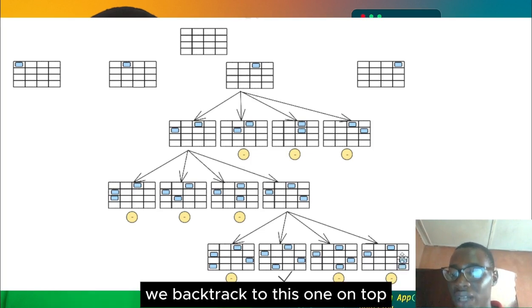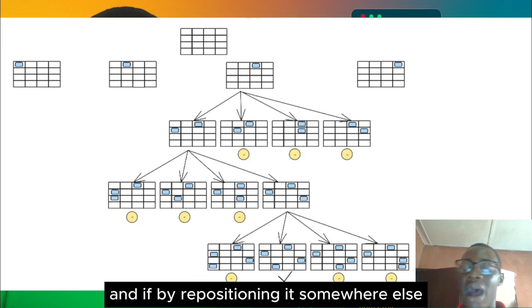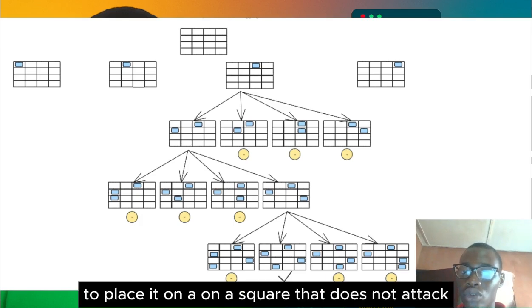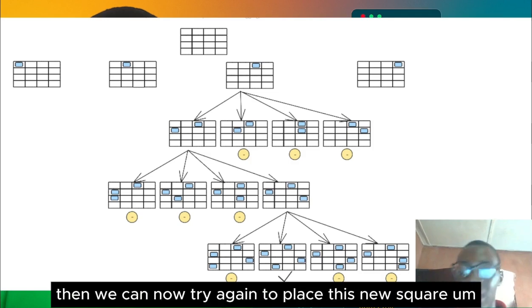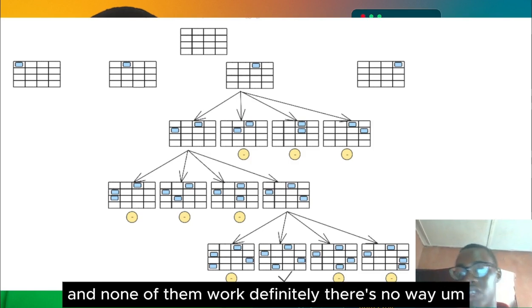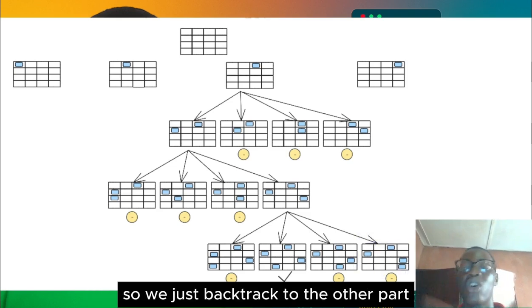So we backtrack to this one on top to reposition it somewhere else, and if by repositioning it, we are able to place it on a square that does not get attacked by another queen, then we can try again to place this new queen somewhere else. If we try all these combinations and none of them works, there's definitely no way we can achieve a configuration from that path, so we just backtrack to the other part.